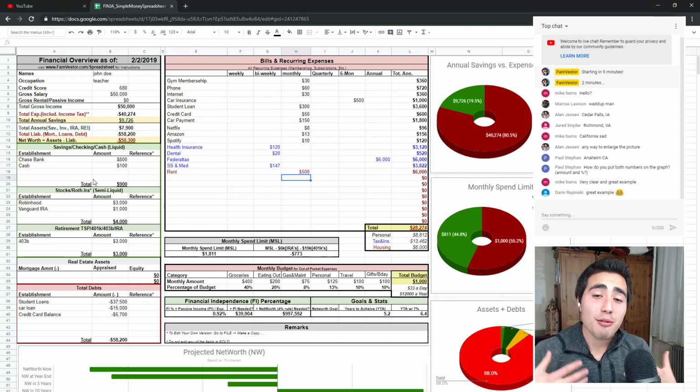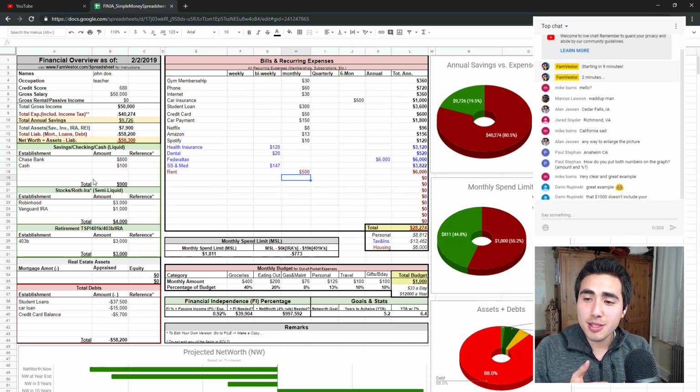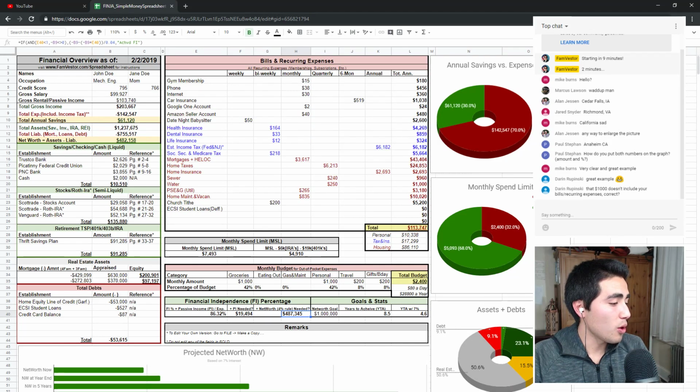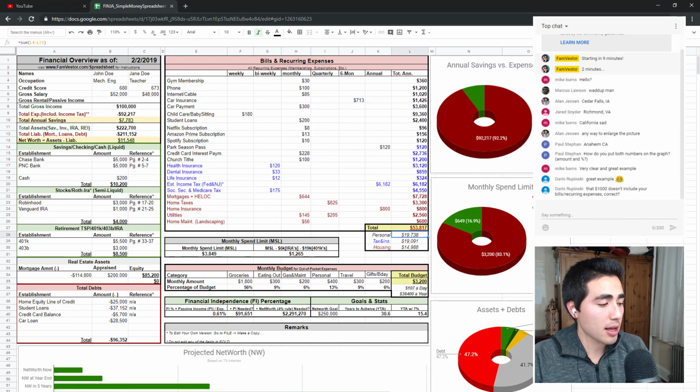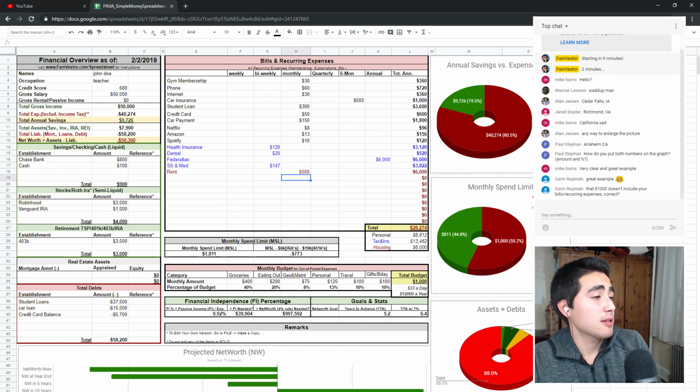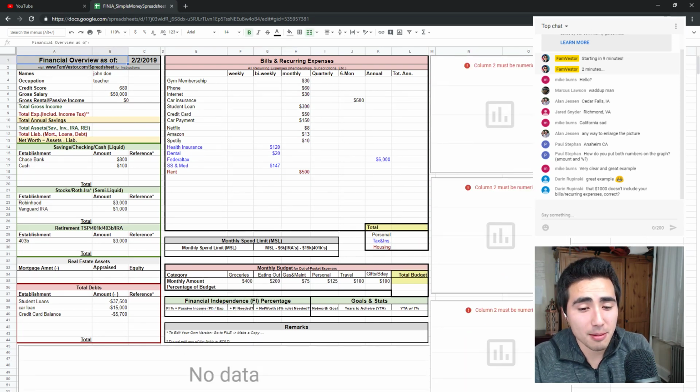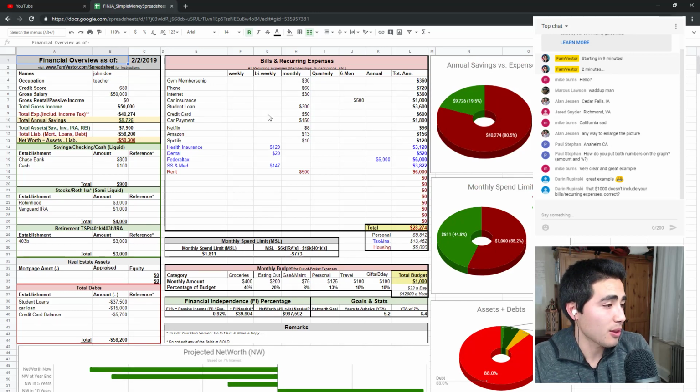Anyway, play around with this, put in your real numbers, and if you want to use one of these templates to start off with, you can, or use the blank template. Oh shoot, I just filled in that whole blank template. Oh well, I'm gonna have to do another one. So let me duplicate that. There will be a blank template for you guys to work with before the end of this.